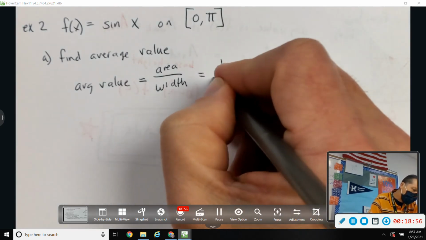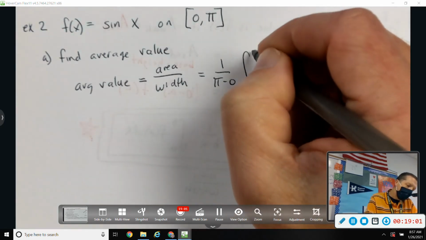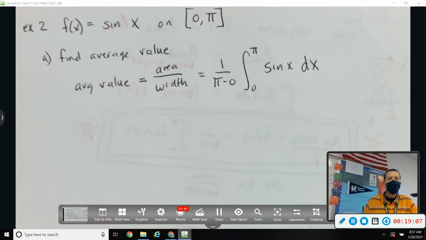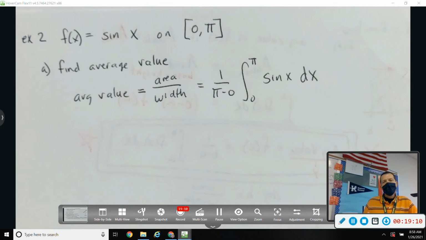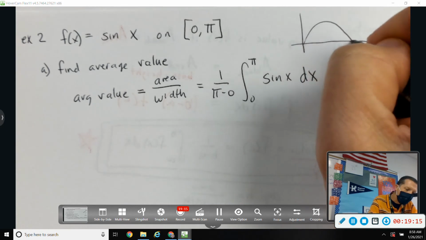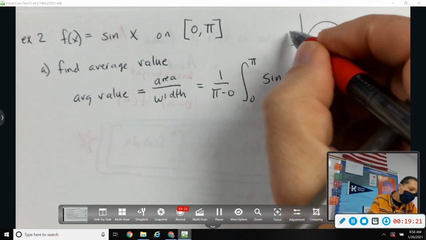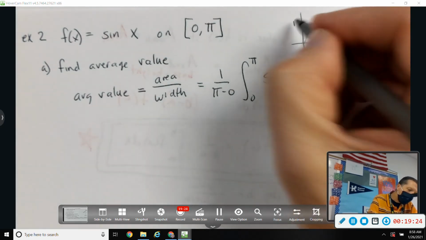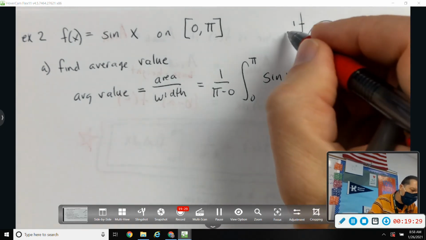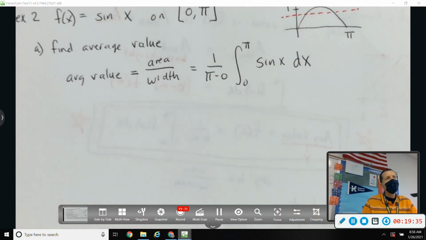So the width would be 1 over pi minus 0. The area is the integral from 0 to pi sine of x dx. I don't know if we need to draw a picture of this one or not. We don't need to play the guessing game, but there's sine of x from 0 to pi. So it reaches a max of 1. And by the way it's curved up, I'm going to guess the average value is above a half. That's my guess.